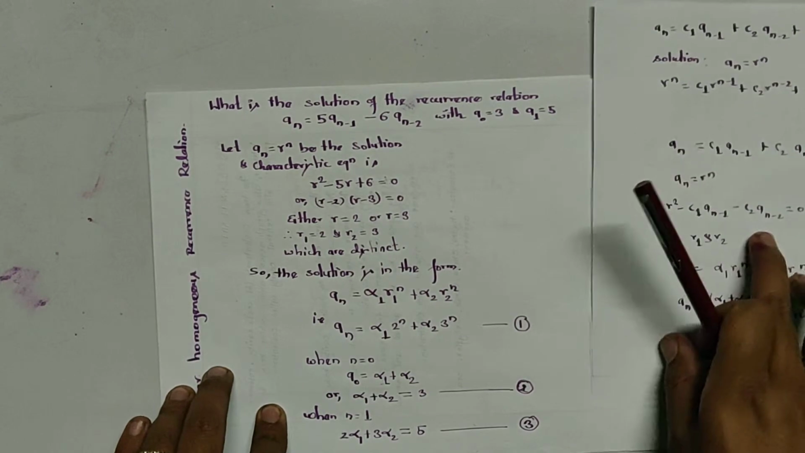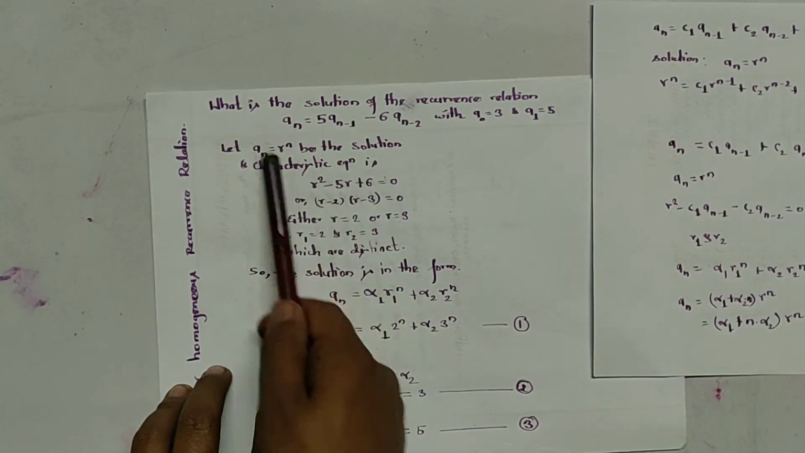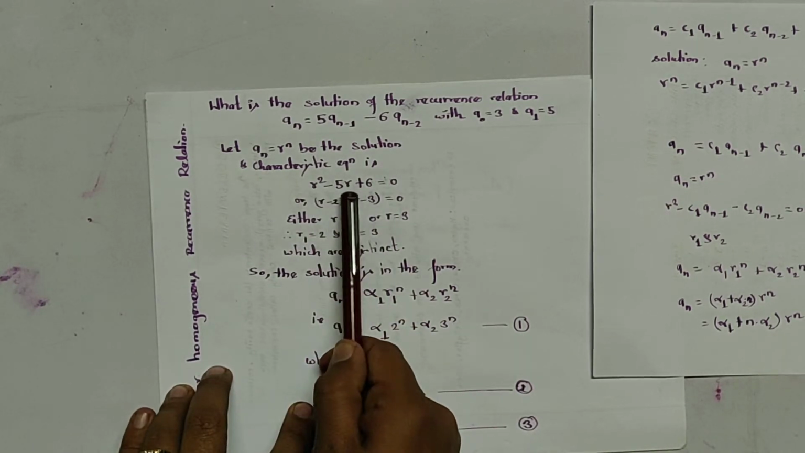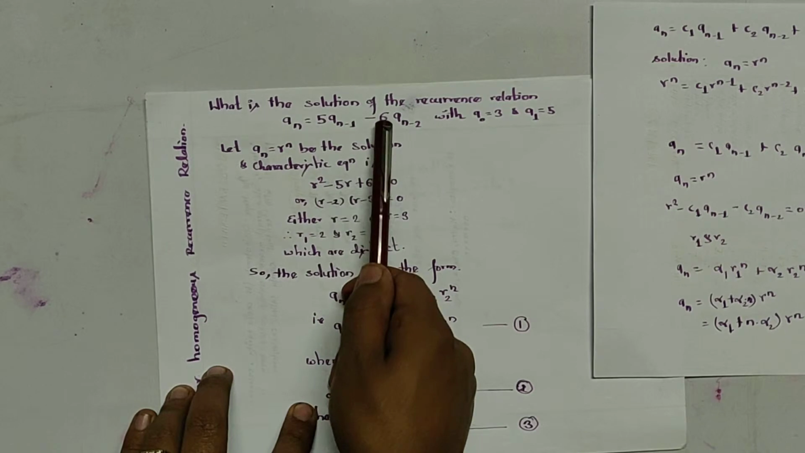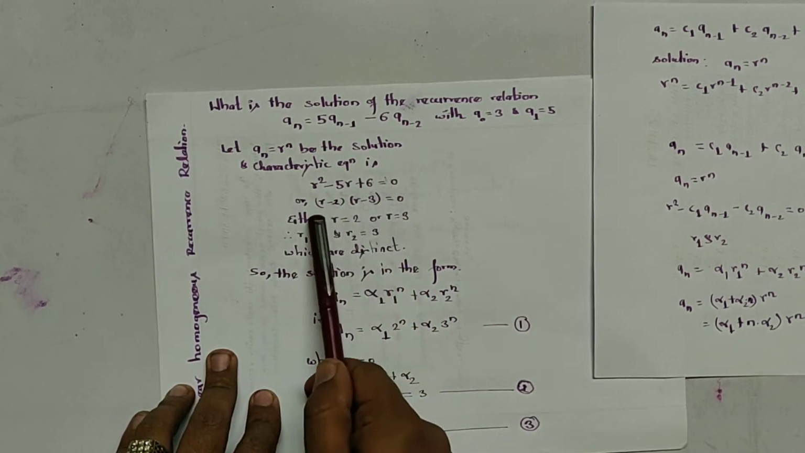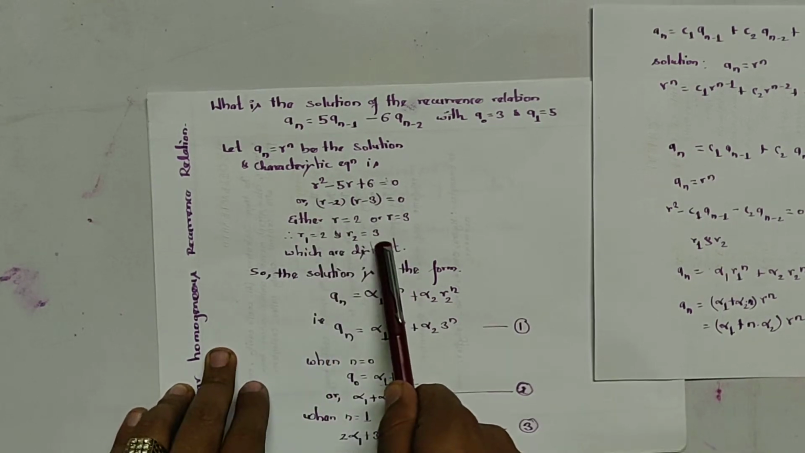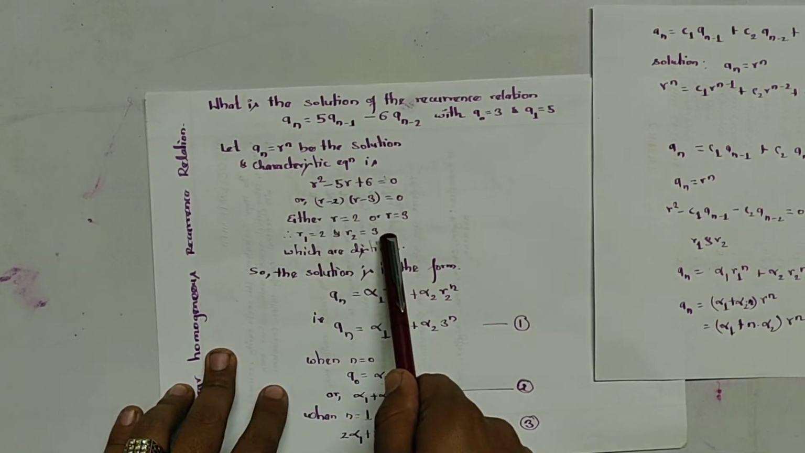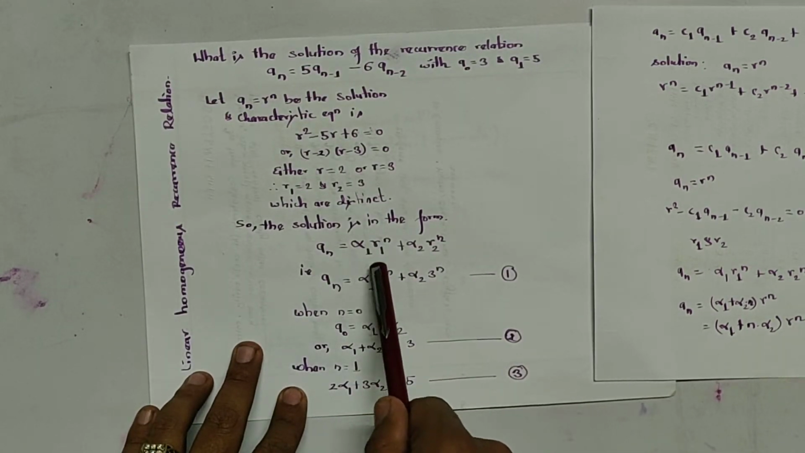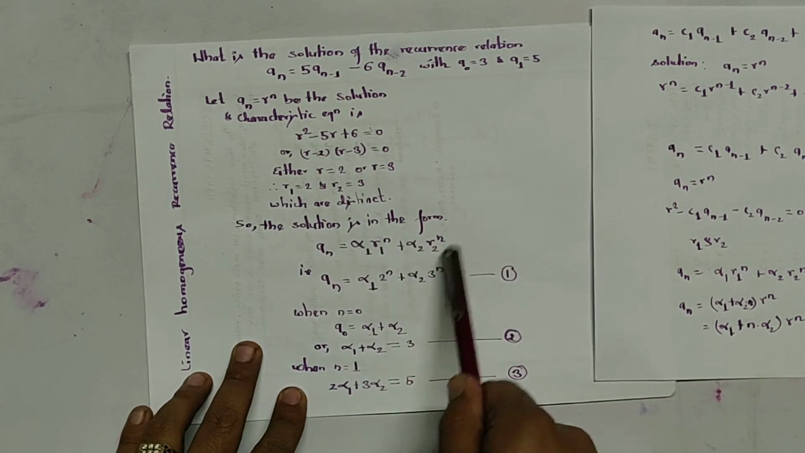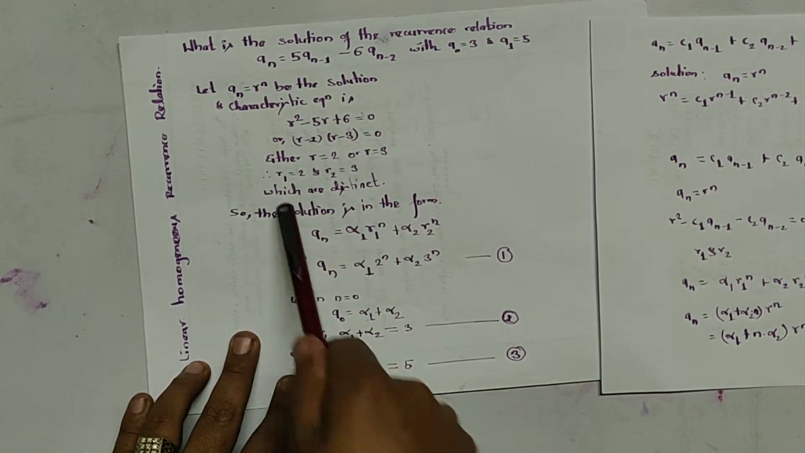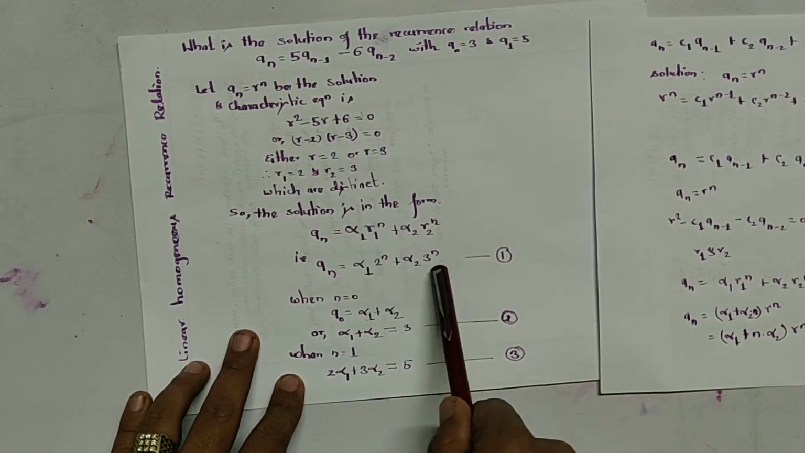By our method, since there are two terms, the characteristic equation is r^2 - 5r + 6 = 0. When we factorize it, we get r = 2 and r = 3. Since they are distinct roots, our solution is written as a_n = alpha1 r1^n + alpha2 r2^n, that is a_n = alpha1 2^n + alpha2 3^n.